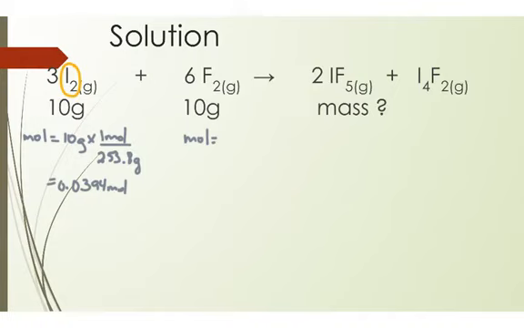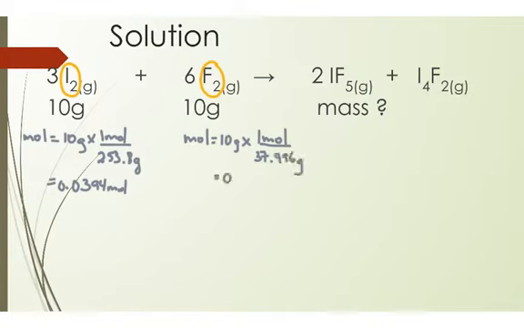I'm just going to do the exact same thing now, this time with the F2. So moles of F2 equals 10 grams times my conversion factor, moles on top, grams on the bottom. F2, again, I'm just looking at F2, not 6 F2s, just F2. That's the molar mass, 37.996.